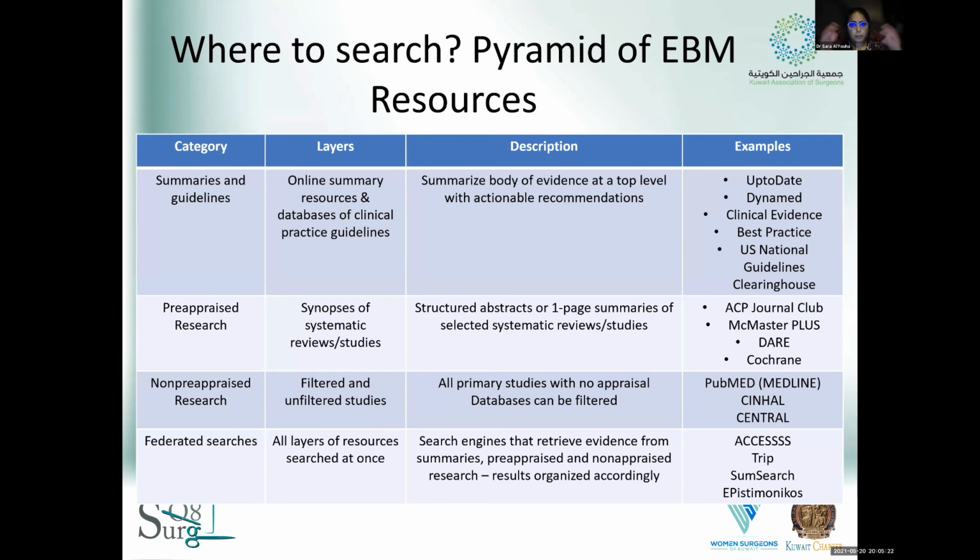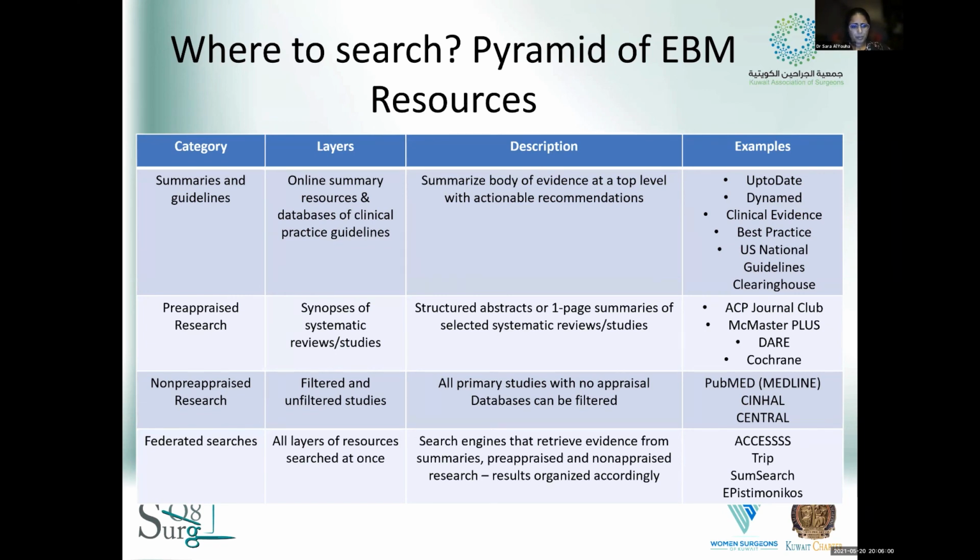You have the pyramid of evidence-based resources. So you have summaries and guidelines, and these are resources that summarize the evidence at the top level, usually with actionable recommendations. This is your UpToDate, your DynaMed, your Clinical Evidence, the US National Guidelines Clearinghouse. So these are resources you can start off with. The second type is pre-appraised research. These are synopses of systematic reviews, usually summarized into one page. This is going to be your ACP Journal Club, your McMaster Plus, Cochrane, etc.